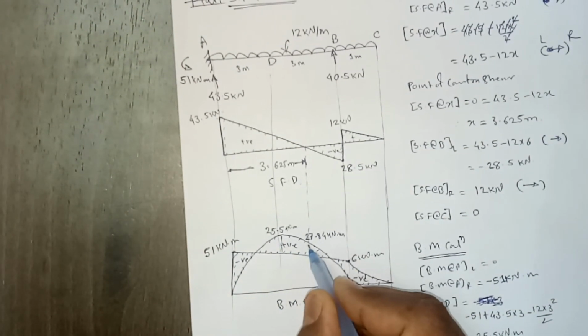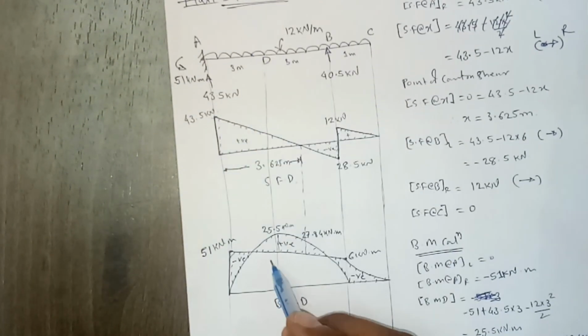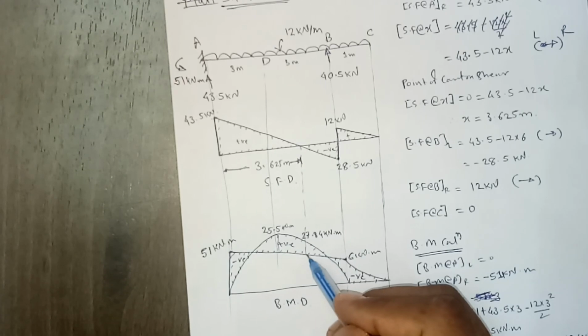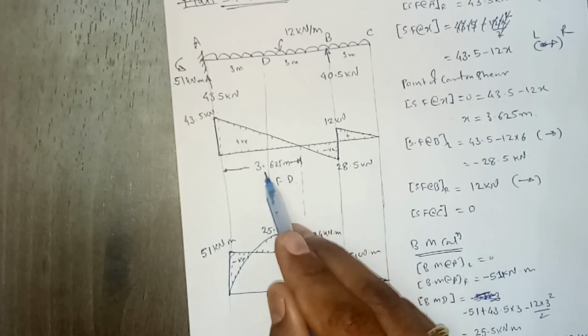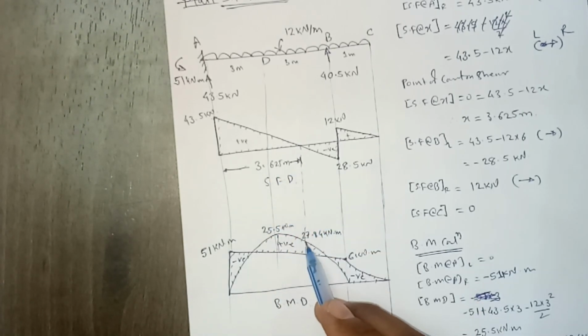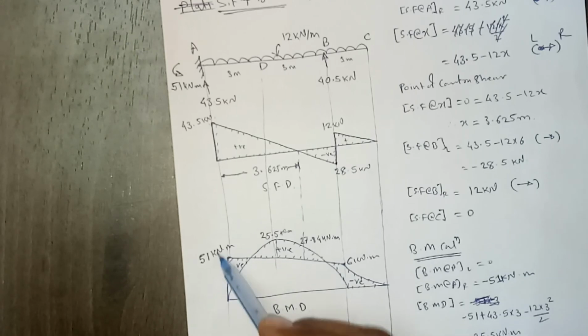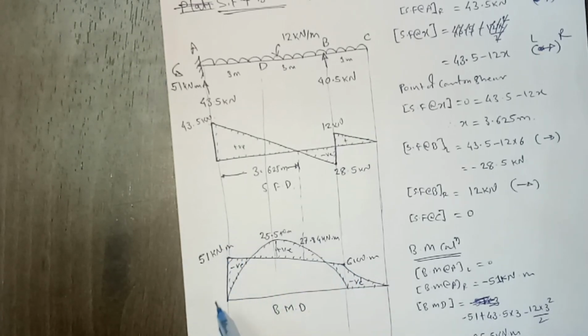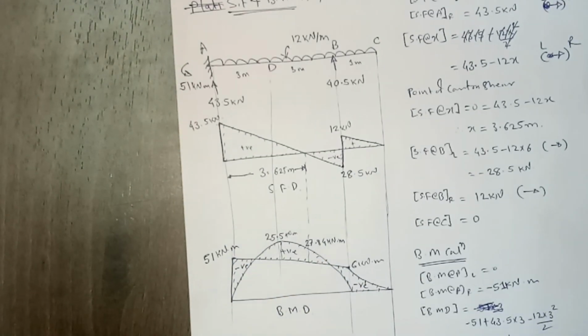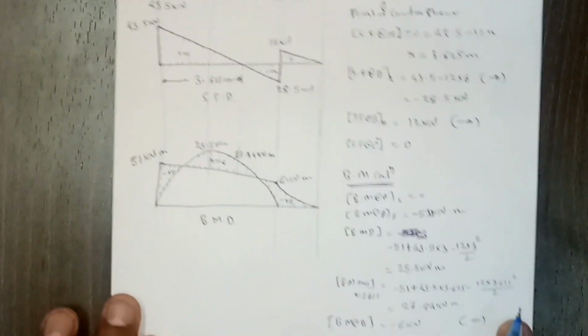Here you can clearly understand the maximum bending moment is not below the midpoint, it is below this point of contra shear, and it is at a distance of 3.6 meter with the value 27.84. Since in the beam these maximum values are important because we need to design a beam for these maximum values, we really need to calculate these maximum values in the beam.